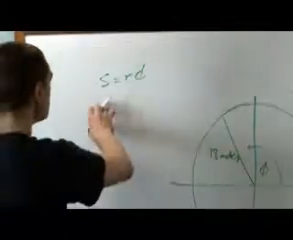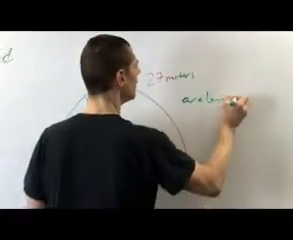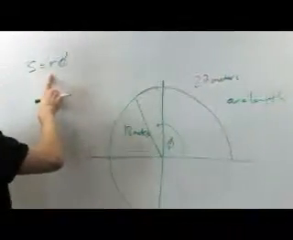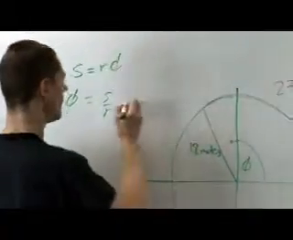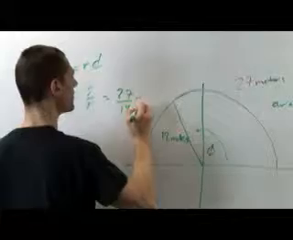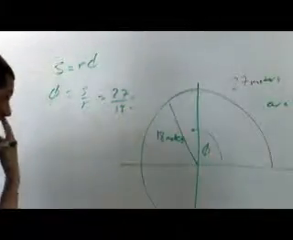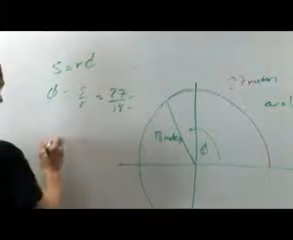So we have S equals R theta, where S is the arc length and R is the radius, and theta is the measure, so theta equals S divided by R. So what do we have here? S is 27, R is 18, and these are both meters, so the units cancel, and we want that because radian is a unitless measure, which is important.